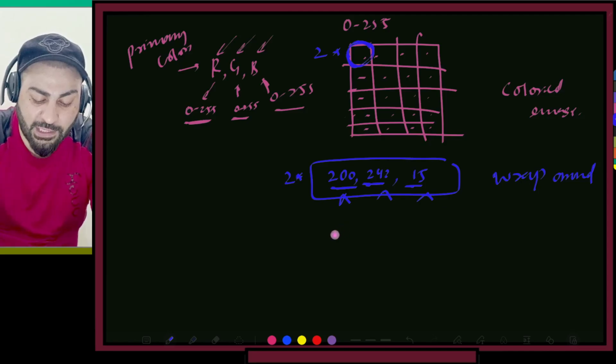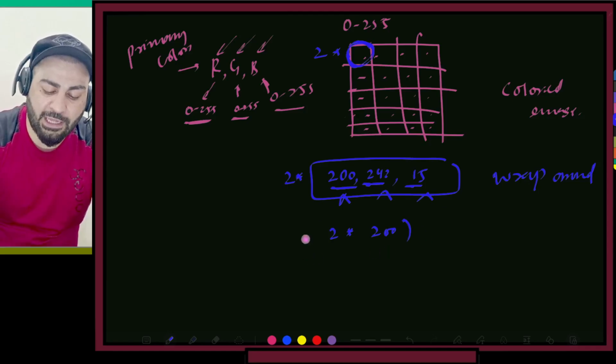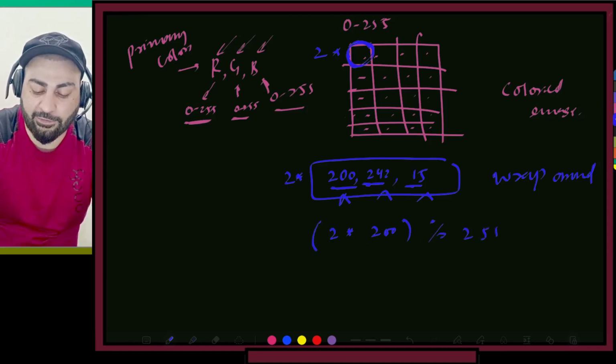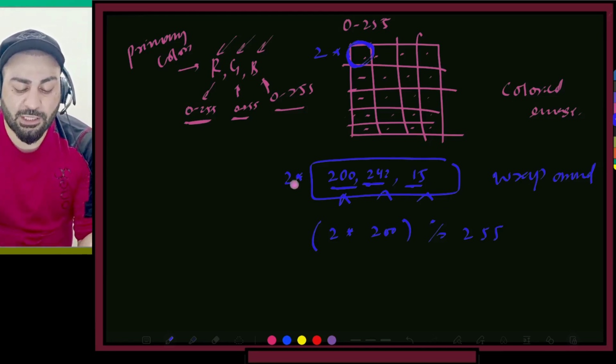So what we can do is, if you have 2 multiplied by 200, you wrap it around, you probably will take modulus with 255. What does the modulus operation do? I think in Python course we have done that. So this will get multiplied in certain ways.